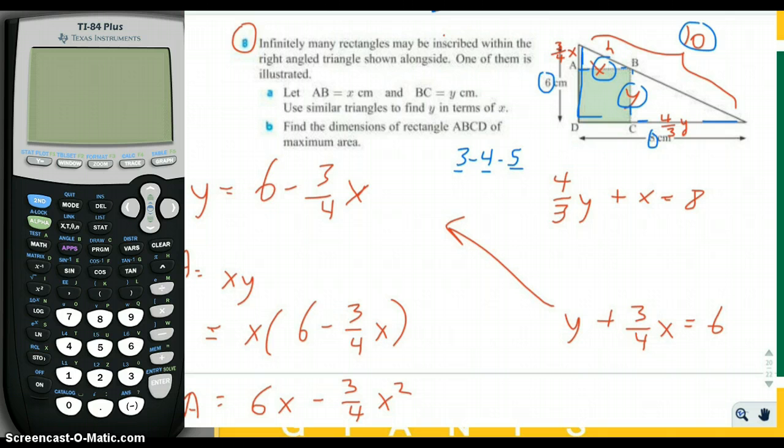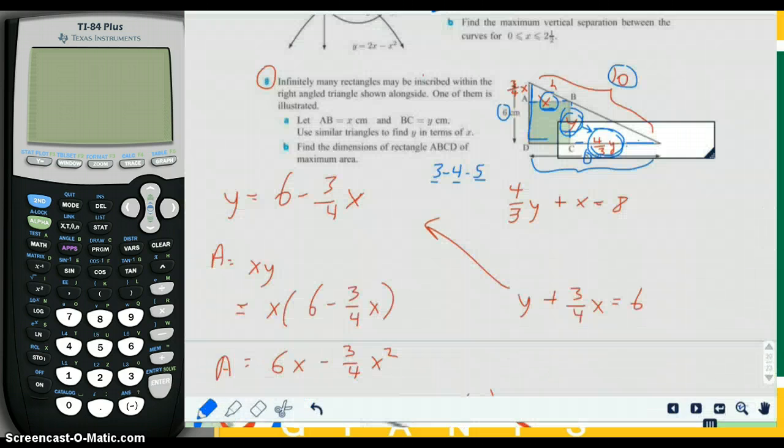So what we're going to do is use the fact that this side is 8 and that this is x, and we can figure this out from this. Since these are all 3, 4, 5 triangles, if this shorter side is 3, then this longer side must be the proportion 4. So we can divide y by 3 and multiply by 4 to get this proportion.